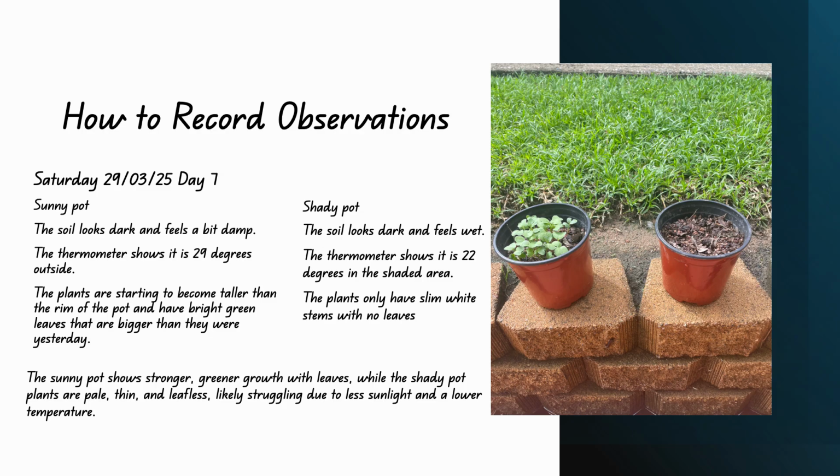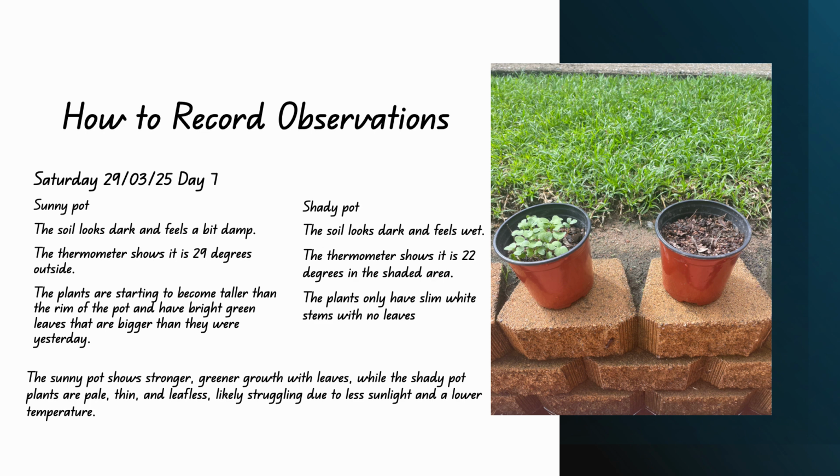Recording our daily observations can be quite a simple task when we know what we're doing. A little tip to make things easier for yourself: put the pots side by side to take a photo when we're comparing their growth. This makes it easier to observe similarities and differences between the pots. This is an example of how I've set out my day 7 observation.